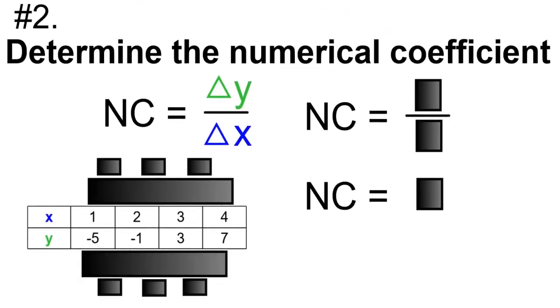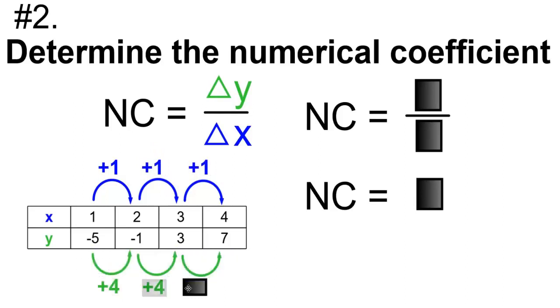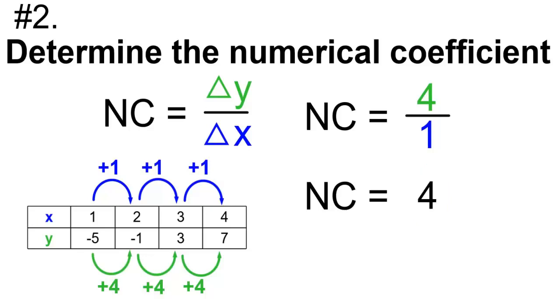Step number 2, determine the numerical coefficient. Remember, the formula for the numerical coefficient is going to be the change in y divided by the change in x. The change in y is going to be 4, and the change in x is going to be 1. So the numerical coefficient is going to be 4 divided by 1, which is equal to 4.